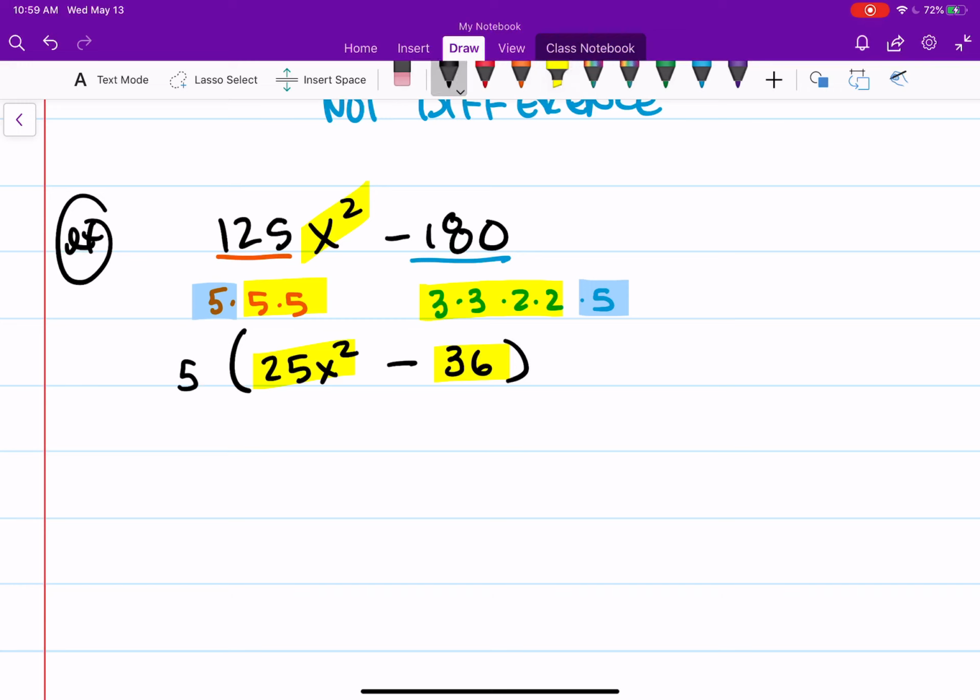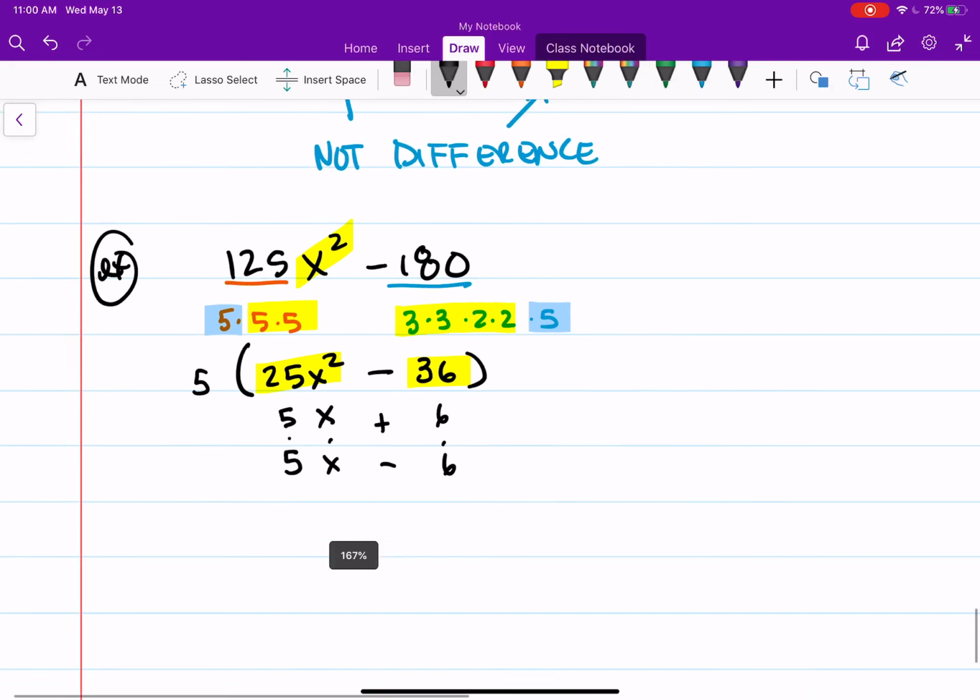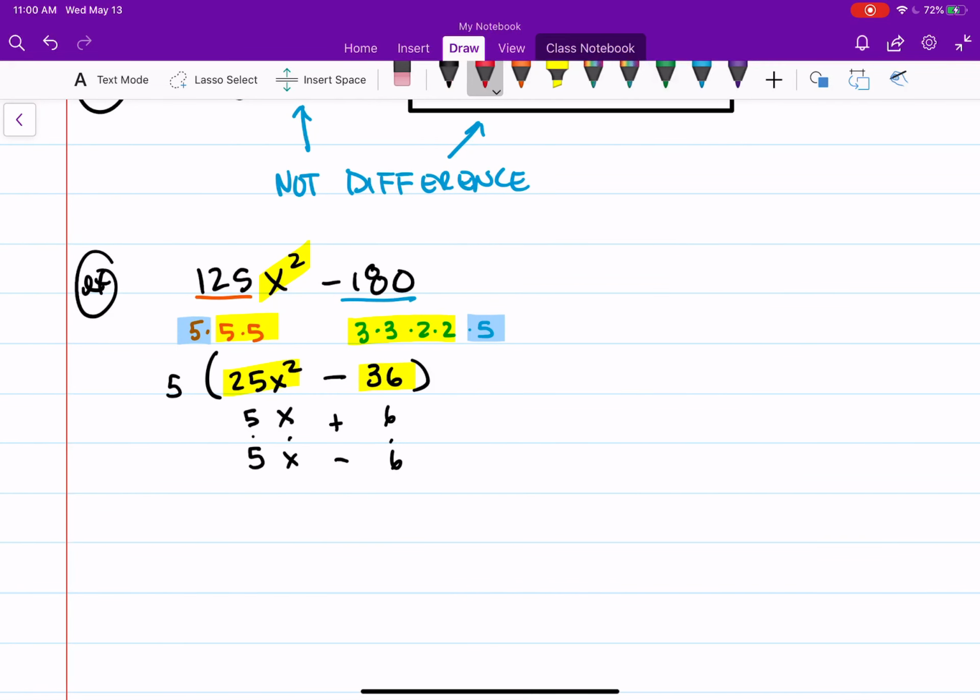Okay? All right. So now look at that. So 25, the square root of 25 would be 5. So this, or sometimes I even say it this way, 25 is 5 times 5. X squared is x times x. 36 is 6 times 6. And then I have a plus and a minus. So with that being said, what do I have?